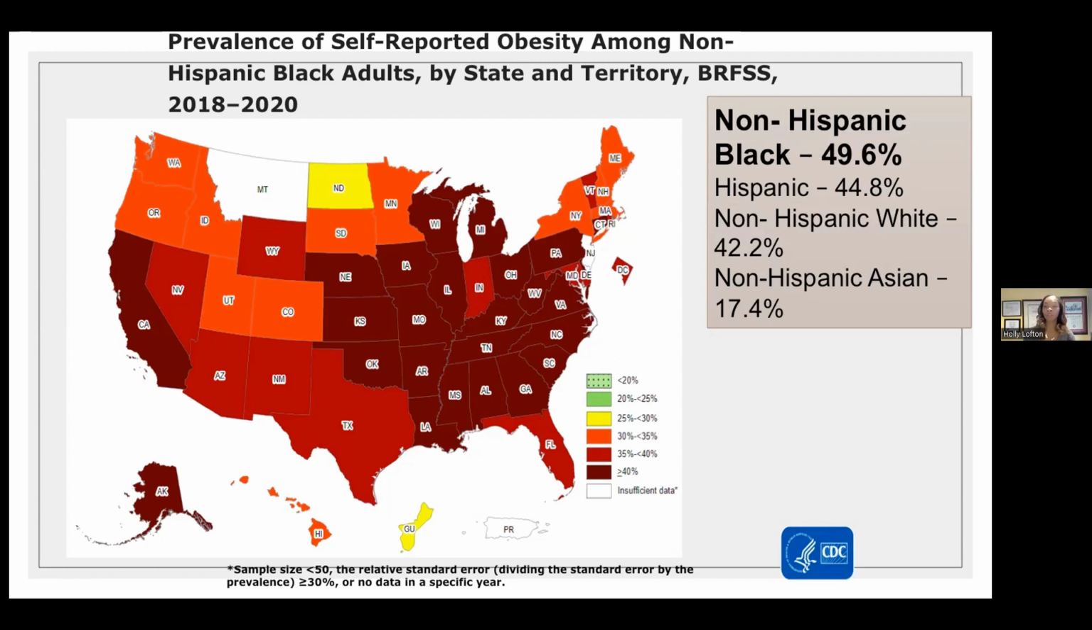The other thing I want to point out here is that there are ethnic disparities with regards to obesity as a condition. And you can see here in the box, it's almost 50% in the non-Hispanic Black population, about 45% in the Hispanic population, 42.2% in the American white population, and 17% in Asian populations. And this is just based on self-reported height and weight. I just want to point that out because we know that self-reporting of weight can tend to underestimate weight. So these values may be even higher.